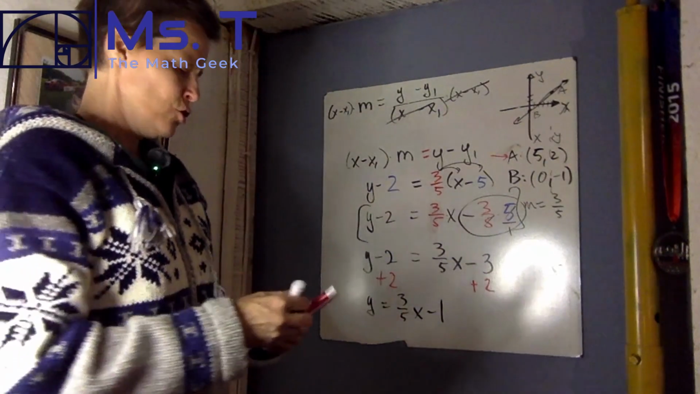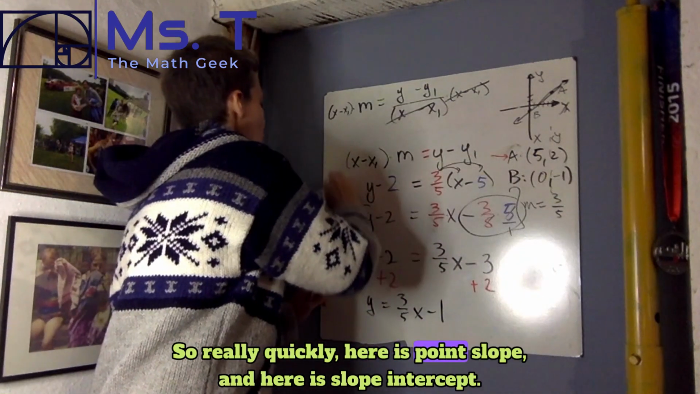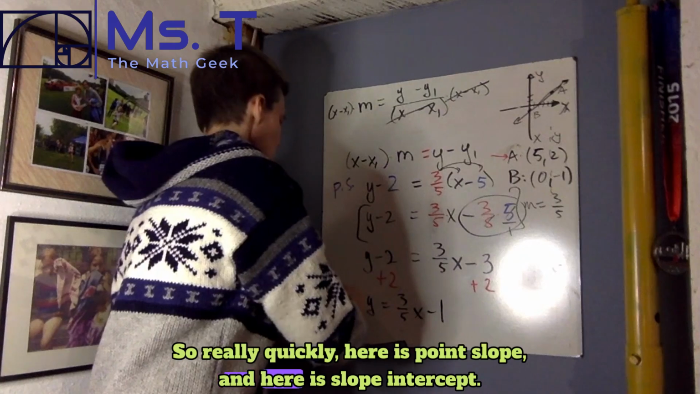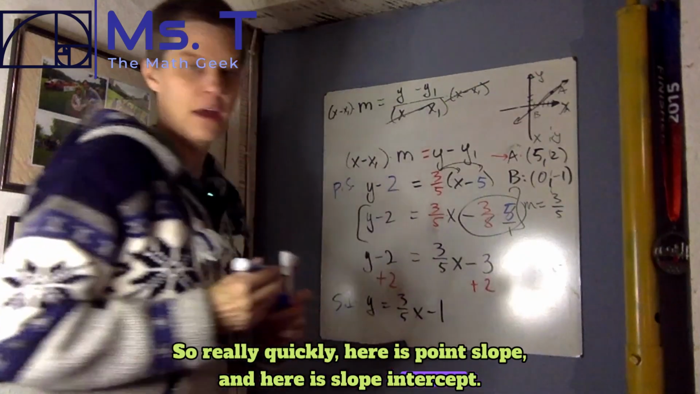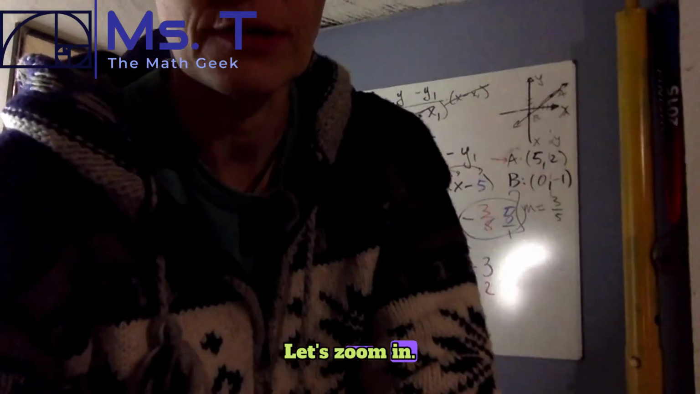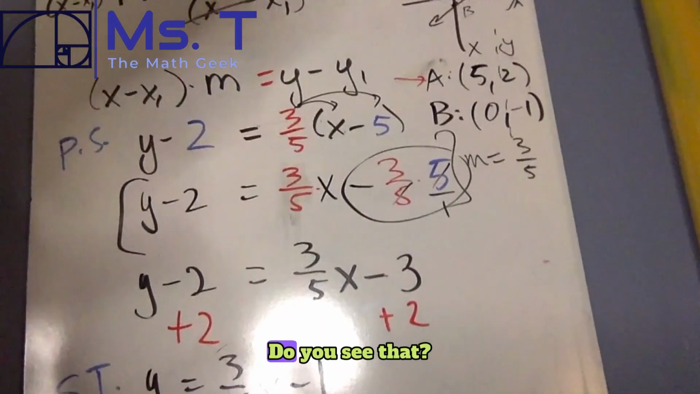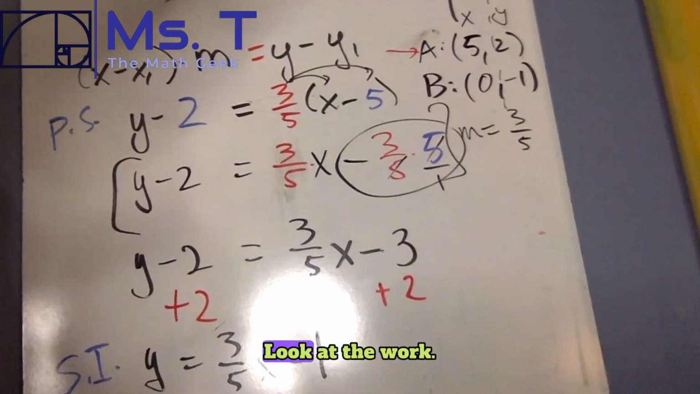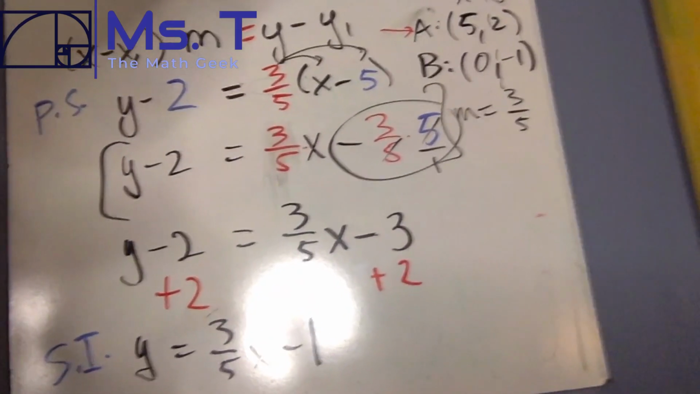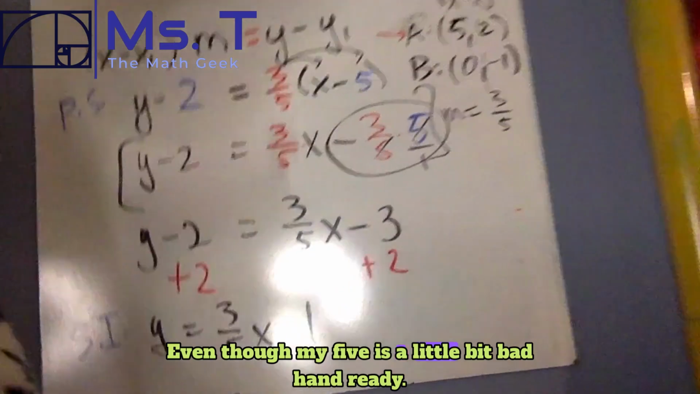Okay? So really quickly, here is point slope, and here is slope intercept. I know it's messy. Let's zoom in so you can see it. This is old school zooming. Do you see that? Look at the work. You see how we switched it out? Even though my 5 is a little bit bad handwriting.